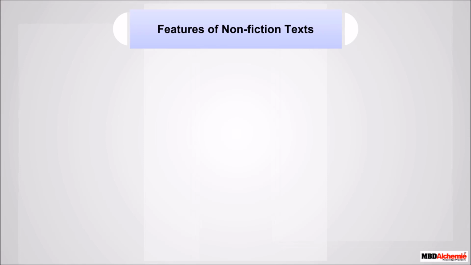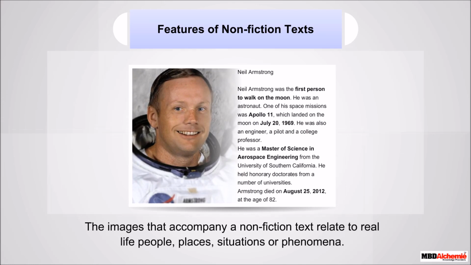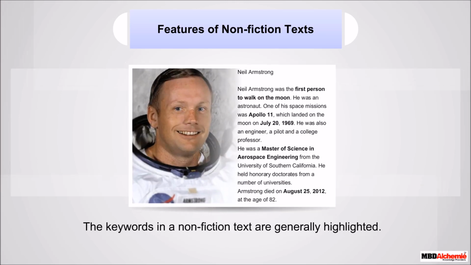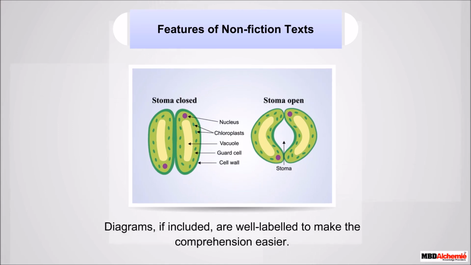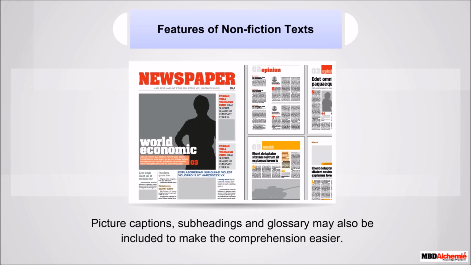Let us now understand the features of non-fiction texts. The images that accompany a non-fiction text relate to real-life people, places, situations, or phenomena. The keywords in a non-fiction text are generally highlighted. Diagrams, if included, are well labeled to make the comprehension easier. Pie charts, graphs, flowcharts, etc. are also sometimes included to provide facts related to numbers, ratio, percentage, process, or hierarchy. Picture captions, subheadings, and glossary may also be included to make the comprehension easier.